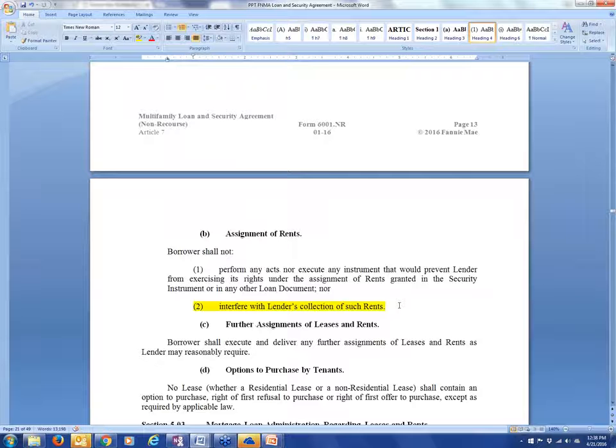Now, let me tell you what this means. Let me take this contract terminology and apply it on a day-to-day basis, so you have a better understanding of what this means.